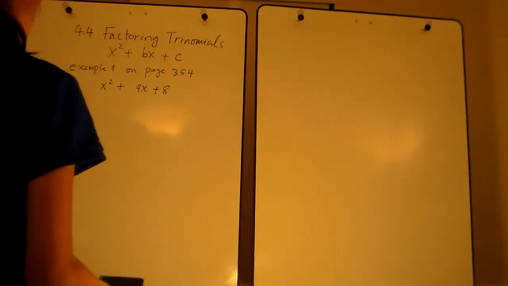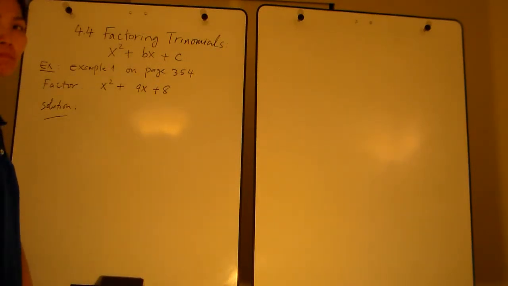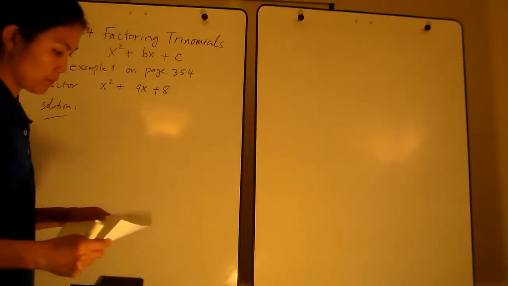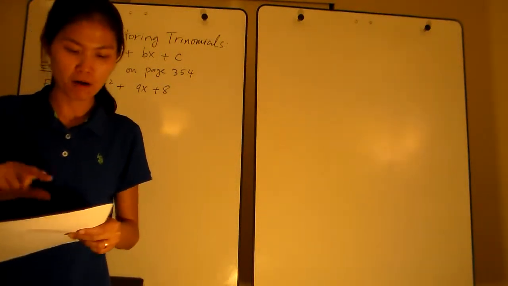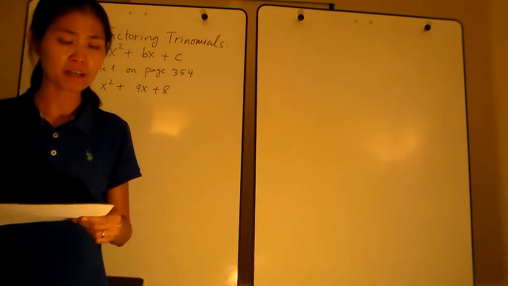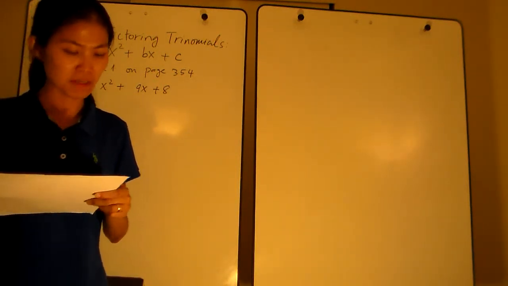Section 4.4, factoring trinomials: x squared plus bx plus c. From the books, you can find the part that says, you can find it in my notes as well. Instruction to factor x squared plus bx plus c.